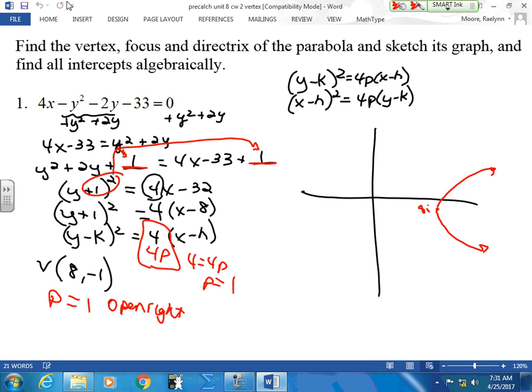I find sometimes it's easy if you write the vertex right on your graph and you look for the axis of symmetry. What's my axis of symmetry? Y equals -1. That means the movement is in my y, right? So now when I come get my focus over here, I'm moving 1 from the y. Oh, my movement is my x. My movement is my x. So if I'm moving 1 to the right of this number, what's it going to be? 9.